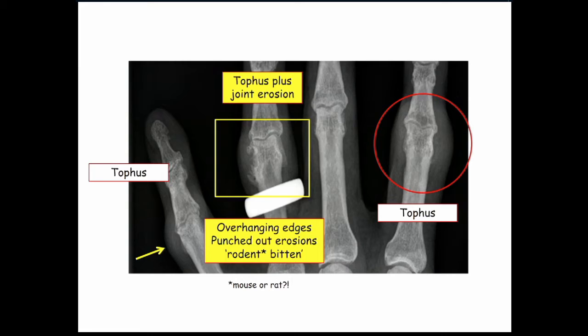The joint erosion, this rat-bitten, I beg your pardon, rodent-bitten, I spent too much time looking up whether it's a mouse or a rat, so I couldn't decide, mouse-bitten or rat-bitten. Do you guys have any preference?